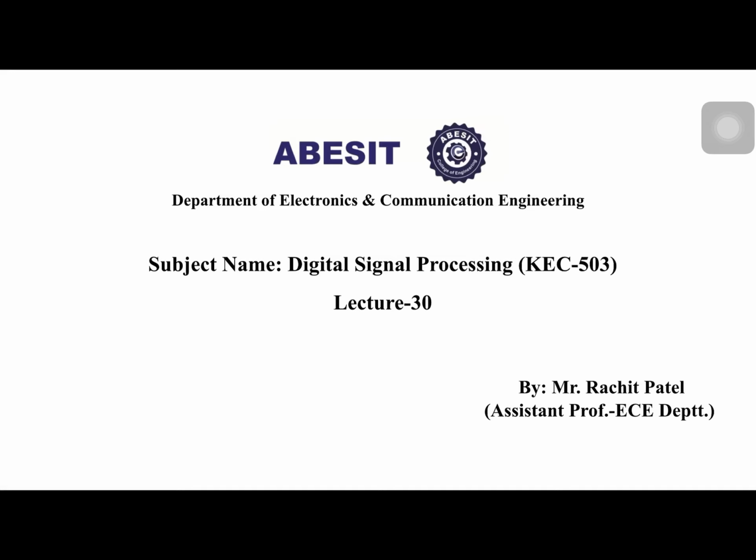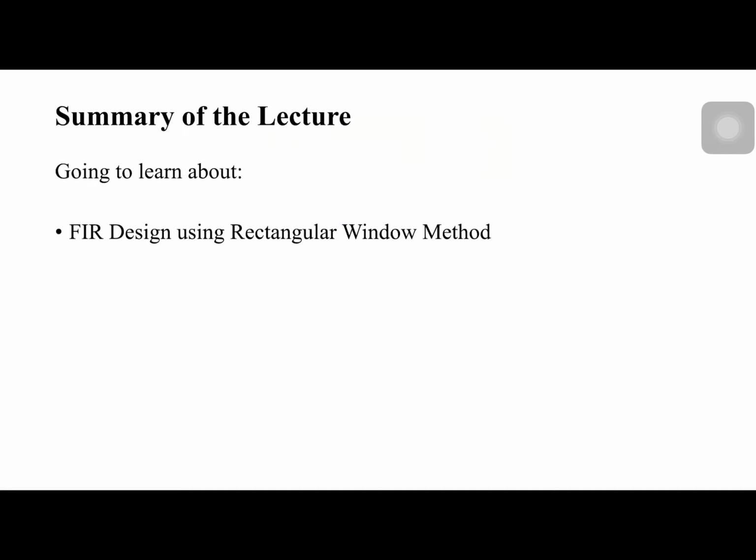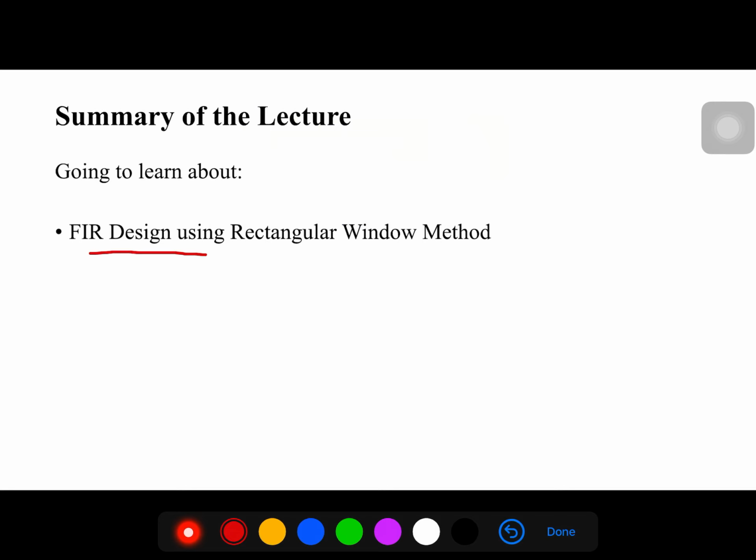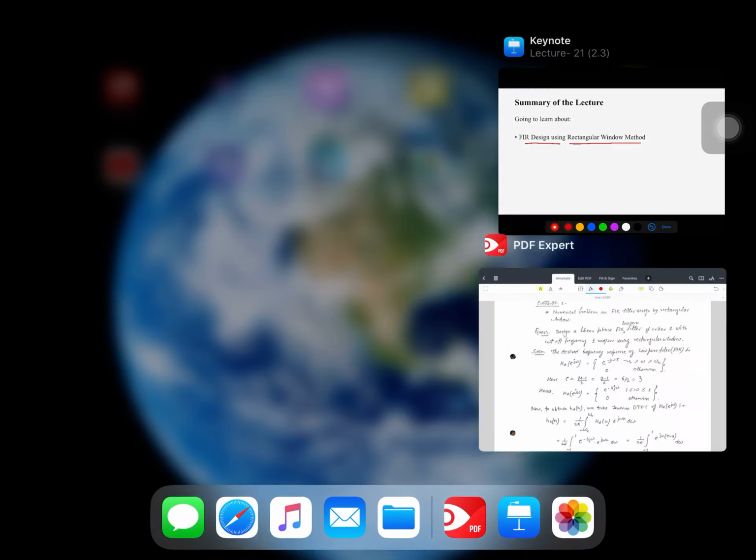Lecture 30 based on the third unit for the subject digital signal processing. In this lecture we are going to discuss some numerical problems based on FIR filter design using the rectangular window method. In the previous class we discussed the basics of designing an FIR filter using a rectangular window. So, let us start one numerical problem.